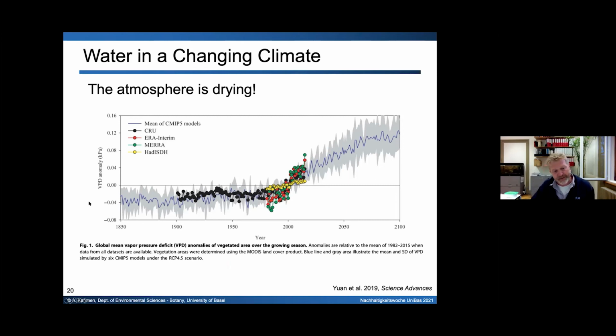So what you can see here is not relative humidity, but it's the inverse of relative humidity, the vapor pressure deficit. And you can see that the vapor pressure deficit has been increasing quite dramatically in the past decades, and it's projected to further increase as a direct consequence of a faster warming of the continents than the ocean. So climate change leads to a drying atmosphere.